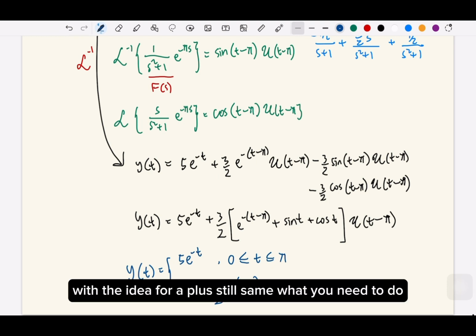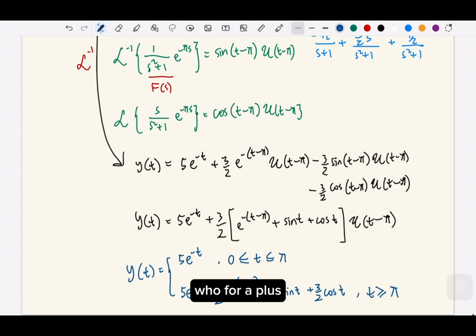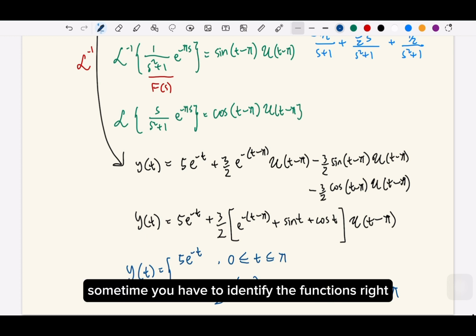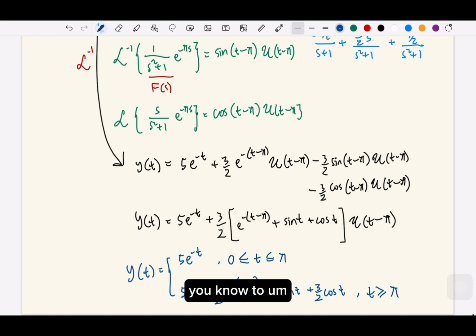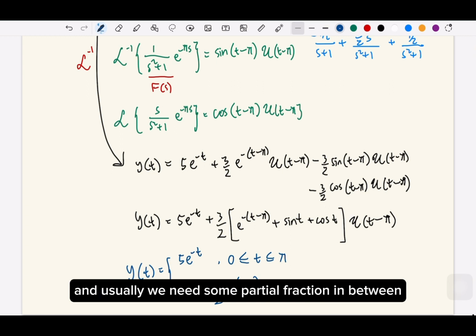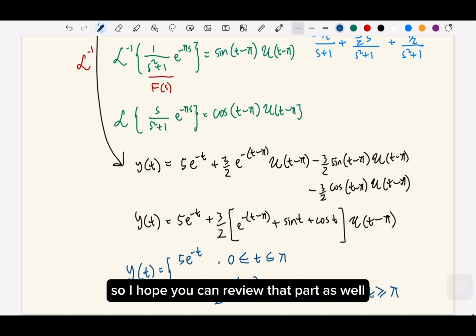But the idea for Laplace is still the same. What you need to do for Laplace, you have differential equation, you turn it using Laplace, solve for the capital Y(s), and then turn back with the inverse. And inside those process, sometimes you have to identify the functions, right? And if there is some translation, if there are some Heaviside function as well, you need to describe everything that you can find. And usually we need some partial fraction in between. So I hope you can review that part as well.